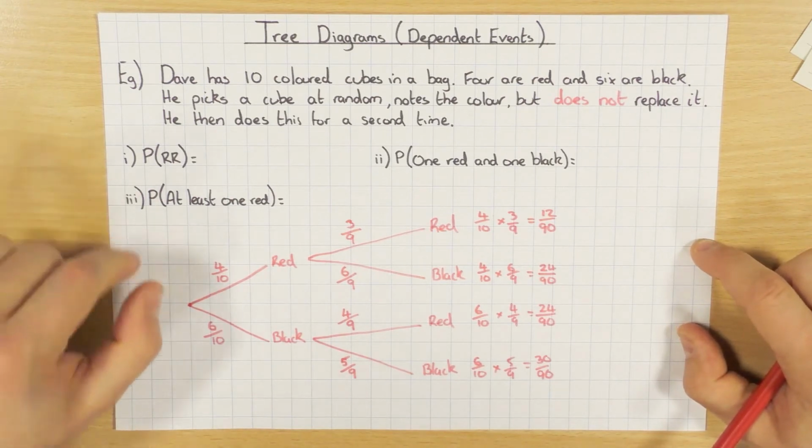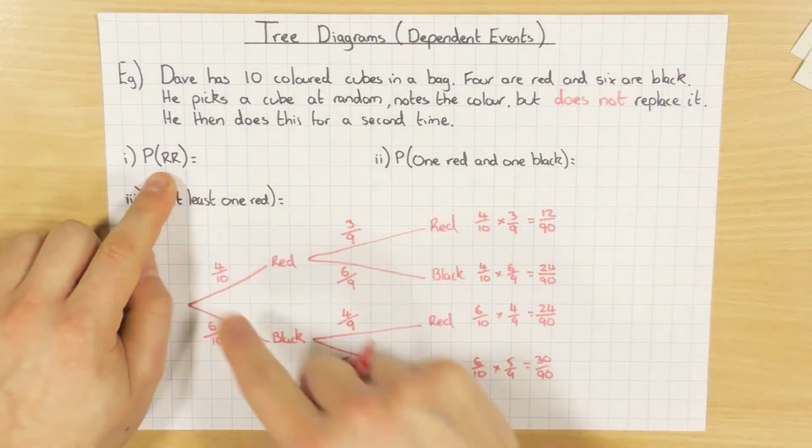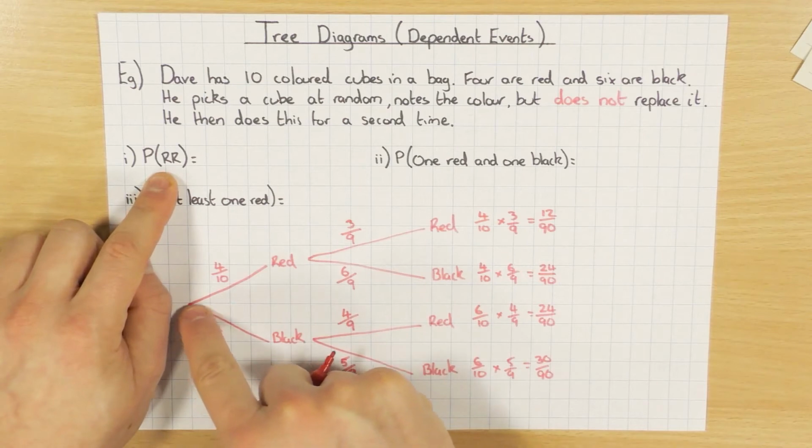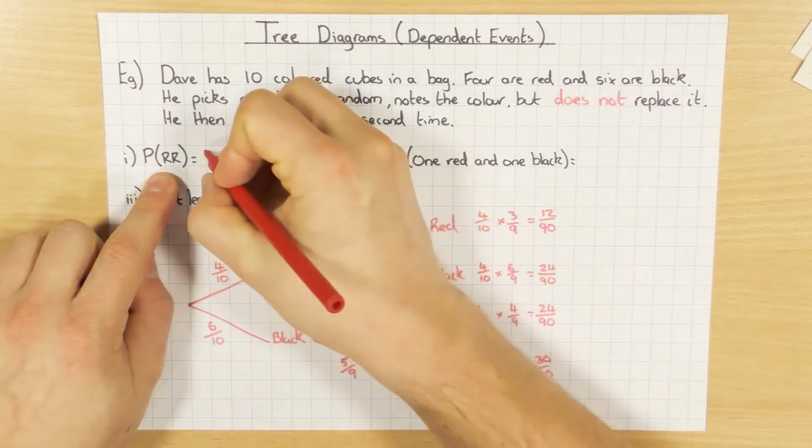Now let's use that to work out these probabilities. What's the probability of getting red, red? Just follow the branches. Red, red, 12 over 90.